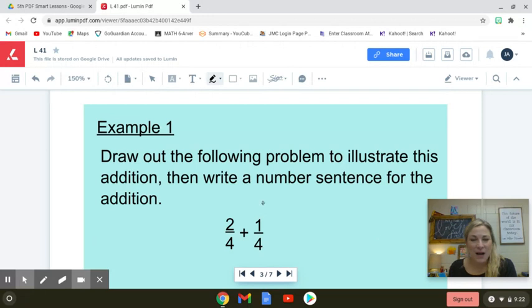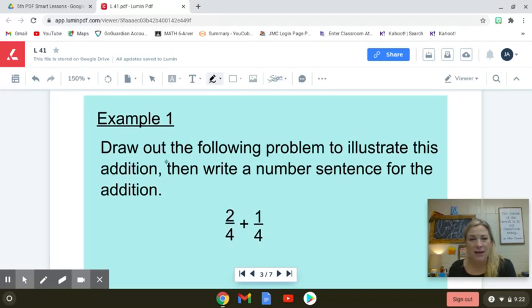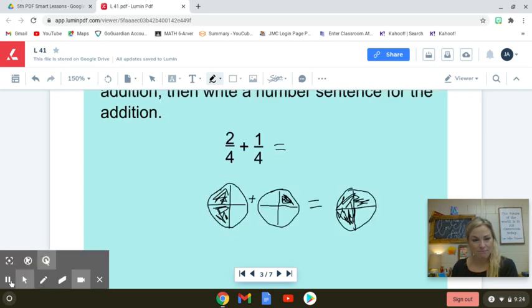Let's take a look at this example. Draw out the following problem to illustrate this addition. Then write a number sentence for the addition. Go ahead and pause your video and give this a try. Try drawing it out. It's a good method when you're starting your work with fractions. And unpause when you're ready to check my work. All right, so I've drawn a diagram, I guess, to show this number sentence. I have 2/4, or 2 out of 4 quadrants shaded in here, plus 1/4, so 1 out of 4 shaded in, and my result was 3/4.